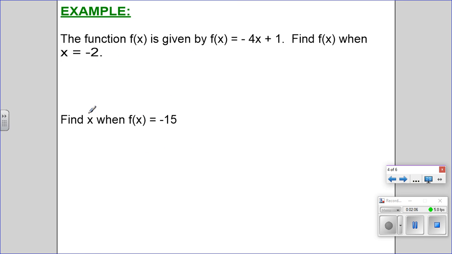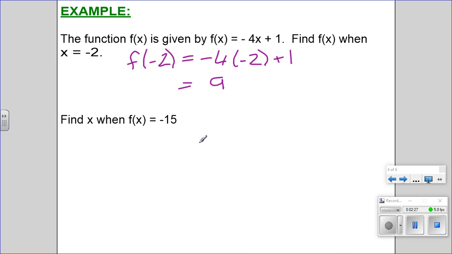Okay, so the function f of x is given by f of x is equal to negative 4x plus 1. Find f of x when x is equal to negative 2. So f of negative 2 is equal to negative 4 times negative 2 plus 1. Negative 4 times negative 2 is 8, plus 1 is 9.